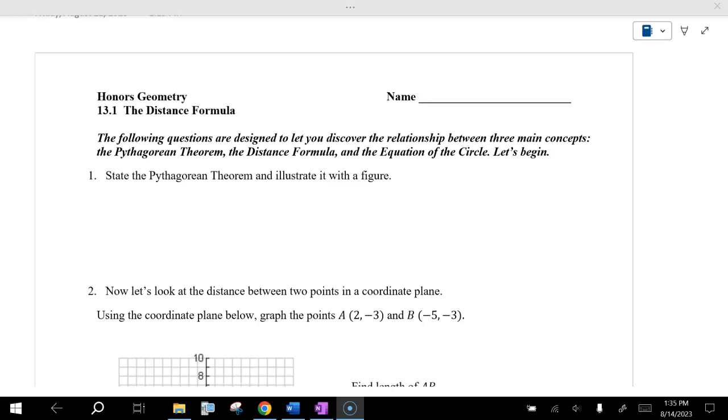Today we're going to be talking about the distance formula and how it relates to Pythagorean theorem. So let's first talk about Pythagorean theorem and what it is. If you remember from what you've learned before, we know that Pythagorean theorem is a squared plus b squared equals c squared. And this is all built on a right triangle.